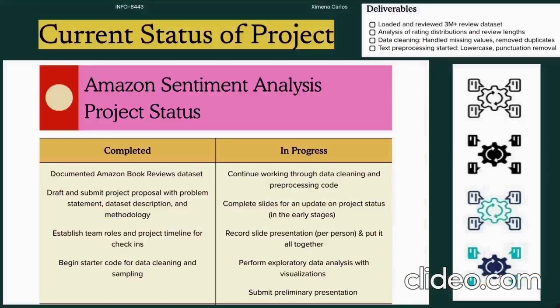The Amazon Sentiment Analysis project status. Currently, we have completed documenting the Amazon book review dataset, drafted and submitted the project proposal with problem statement, established team roles and project timeline, and we have begun the starter code for data cleaning and sampling. Progress, we are working through the data cleaning and pre-processing code, which we have almost completed. We have completed slides for an update on project status in the early stages. We are recording slide presentations right now, performing exploratory data analysis with visualizations, and we will submit the preliminary presentation once we are completed with all of our steps.